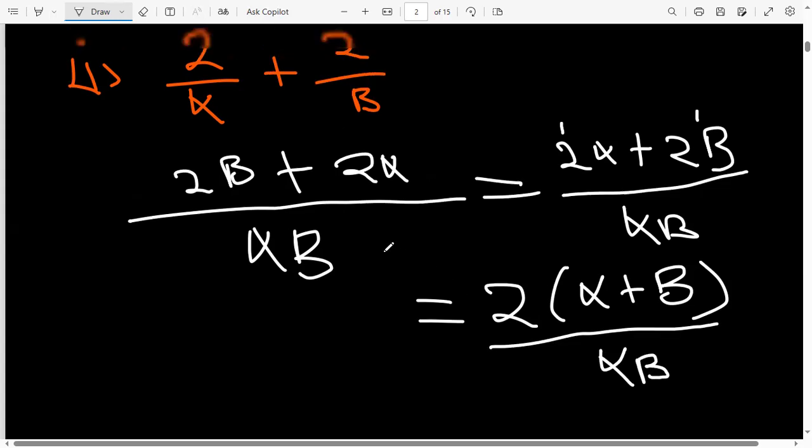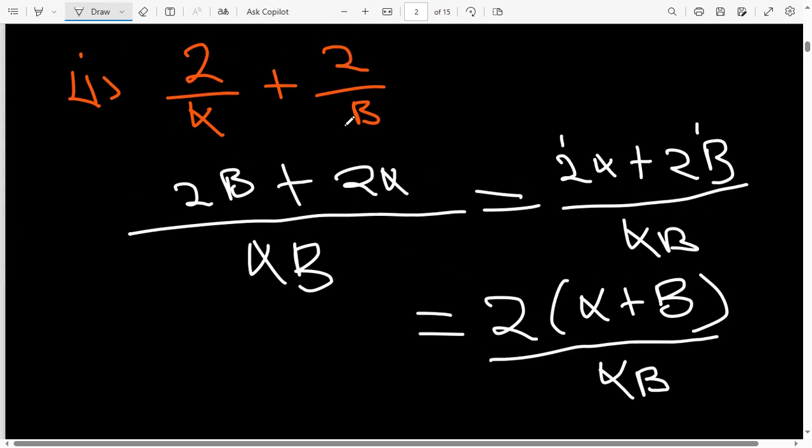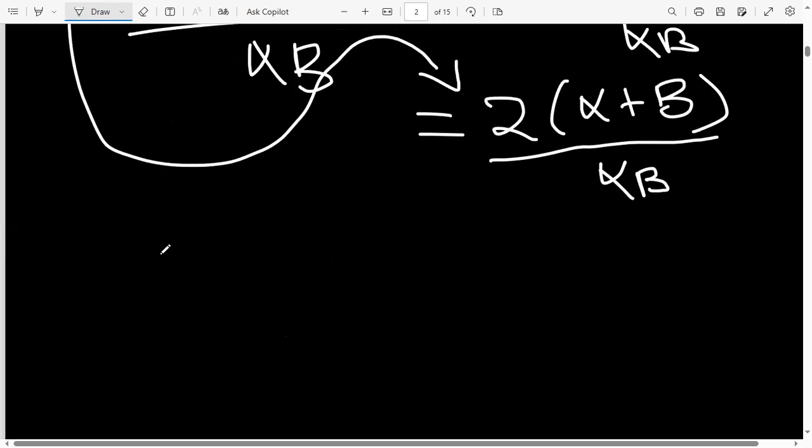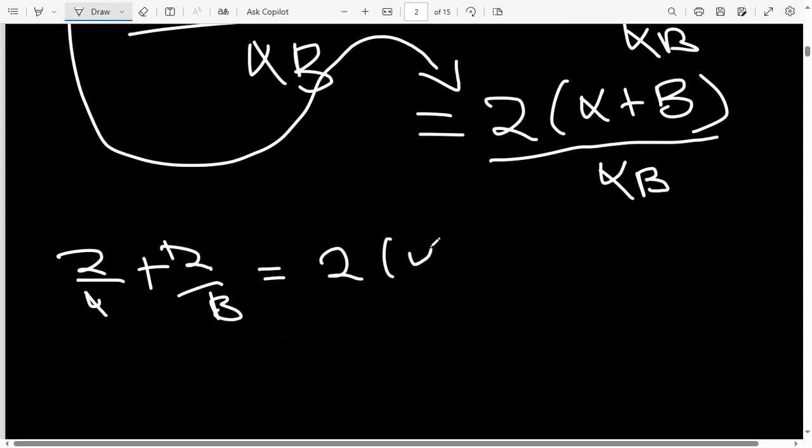So you can see that from our expression, we can change this into something that has alpha plus beta and alpha multiplied by beta. We know the value of alpha plus beta, and we know the value of alpha multiplied by beta, so we're just going to substitute. So this 2 over alpha plus 2 over beta is equal to 2 times alpha plus beta, divided by alpha multiplied by beta.